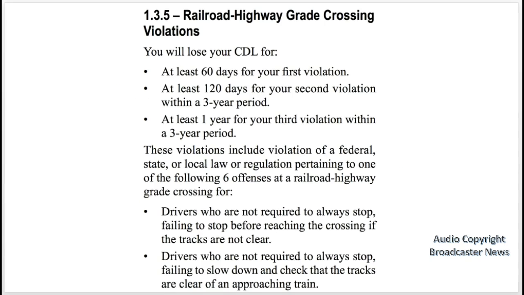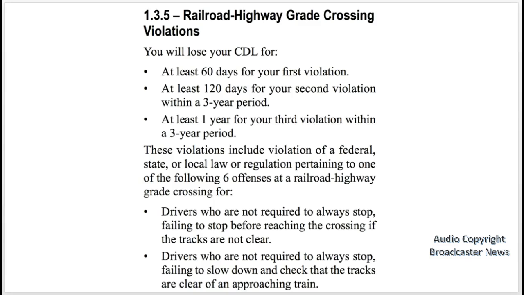1.3.5 Railroad highway grade crossing violations. You will lose your CDL for at least 60 days for your first violation, or at least 120 days for your second violation within a 3-year period, or at least 1 year for your third violation within a 3-year period. These violations include violations of federal, state, or local law or regulations pertaining to one of the following 6 offenses at a railroad crossing.